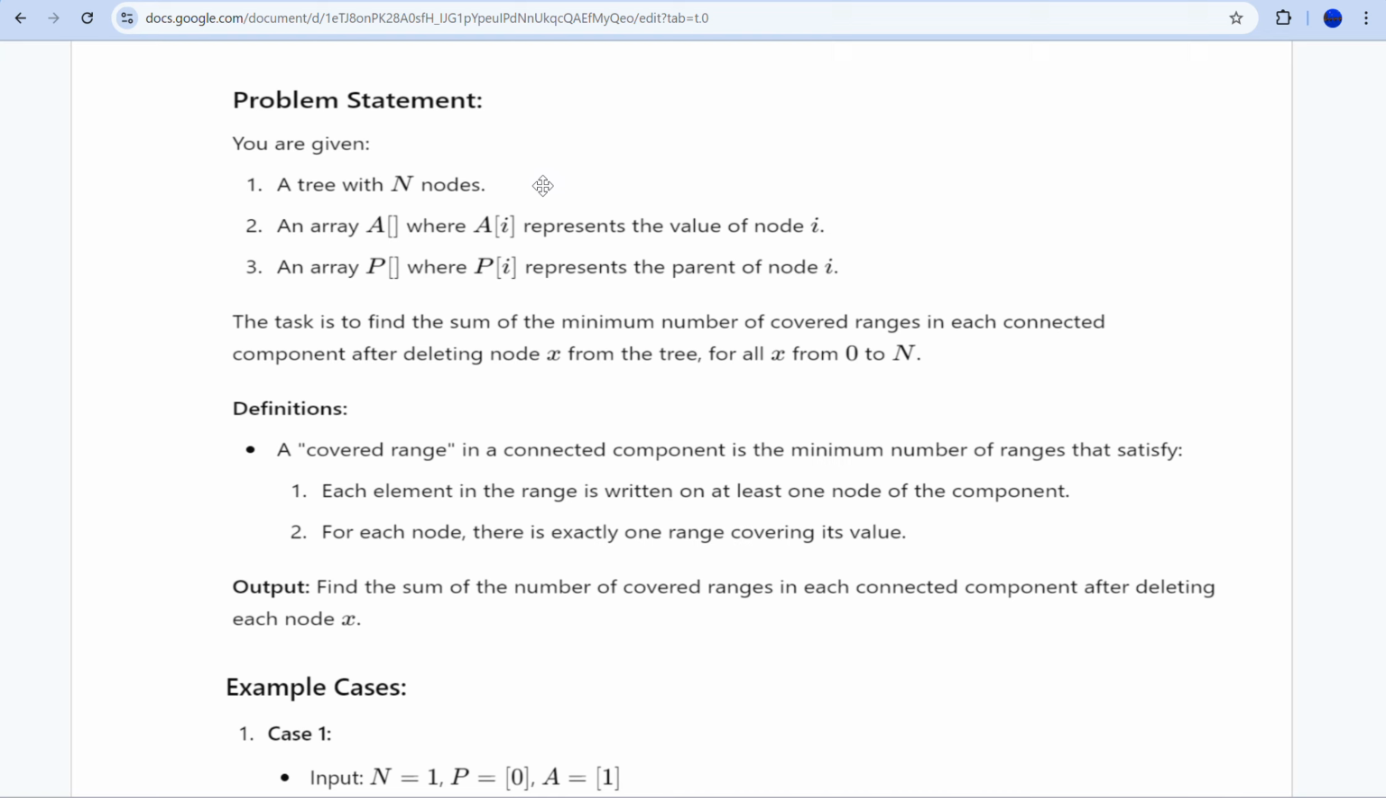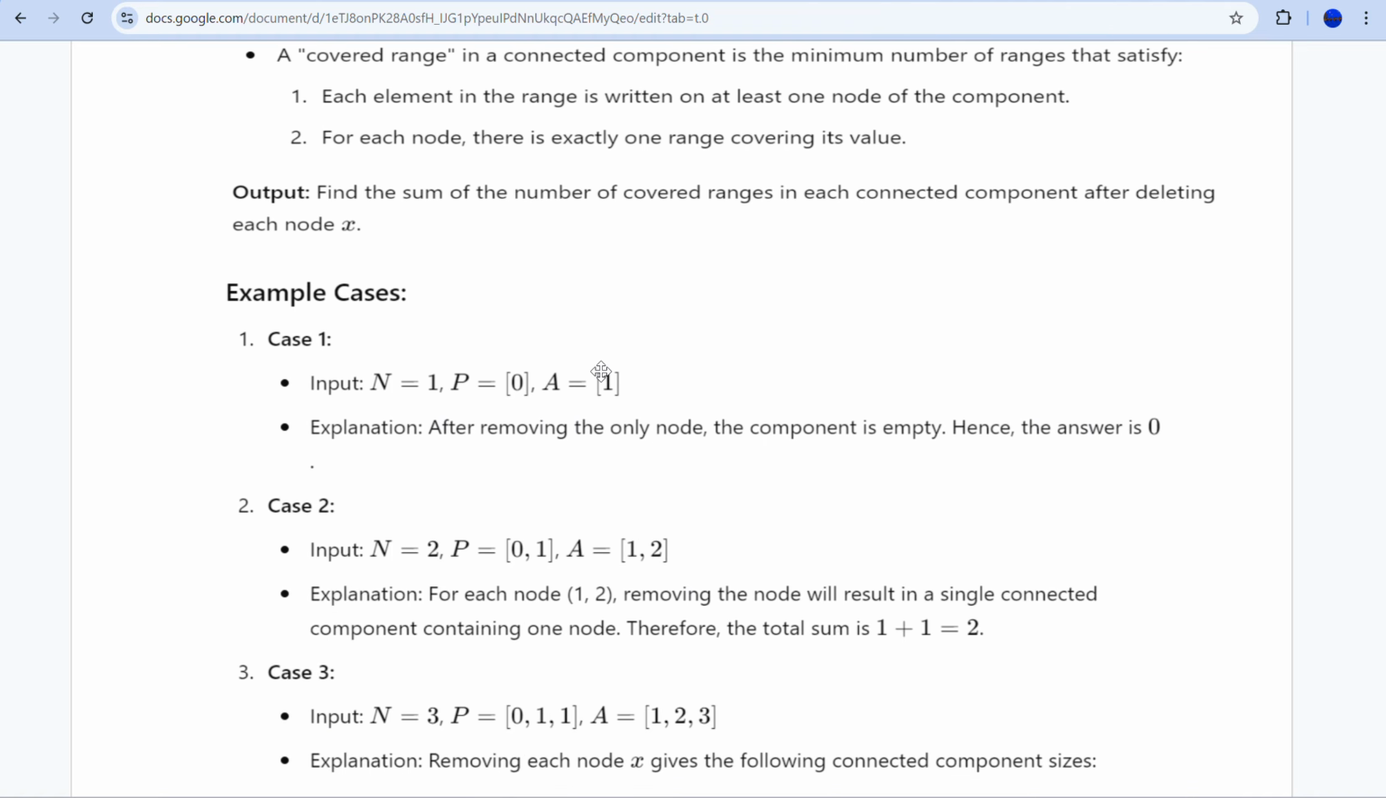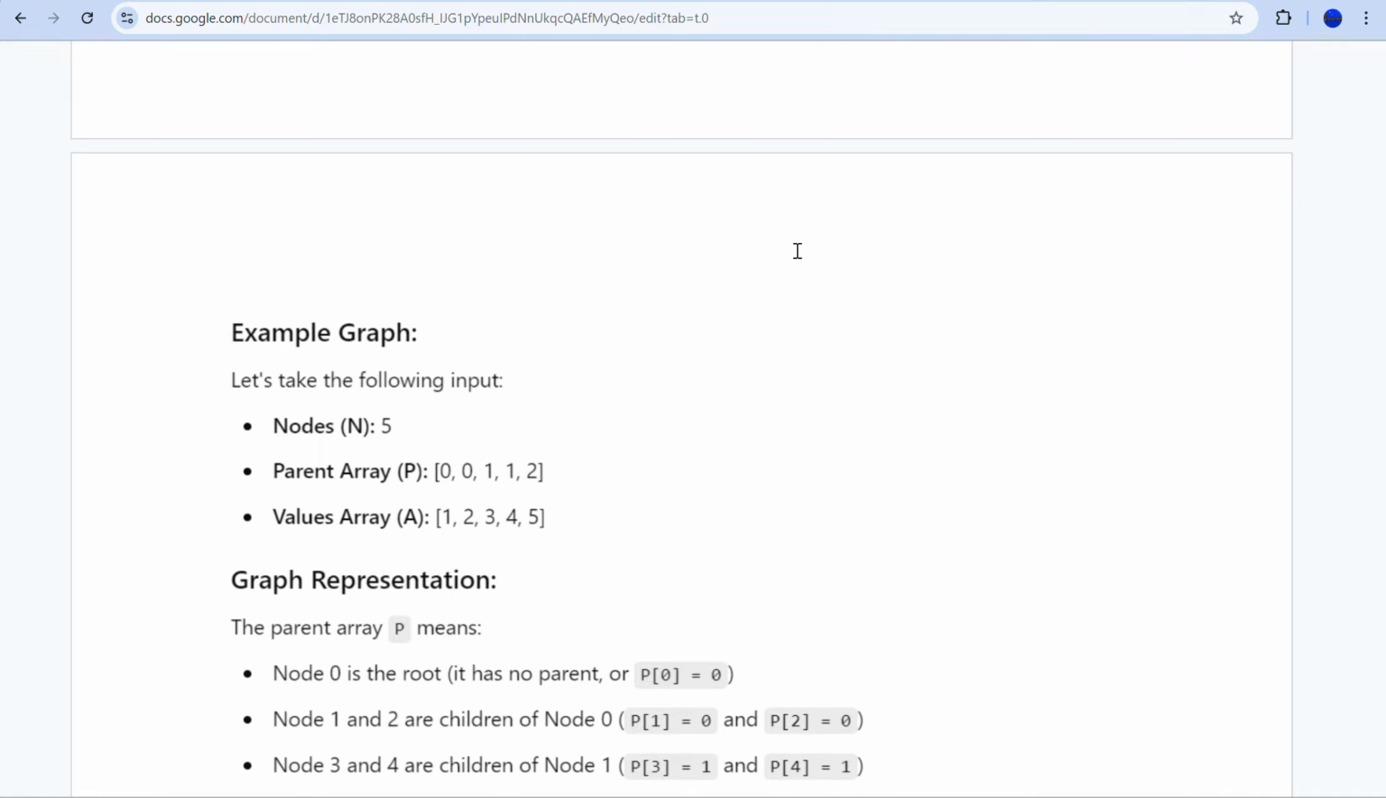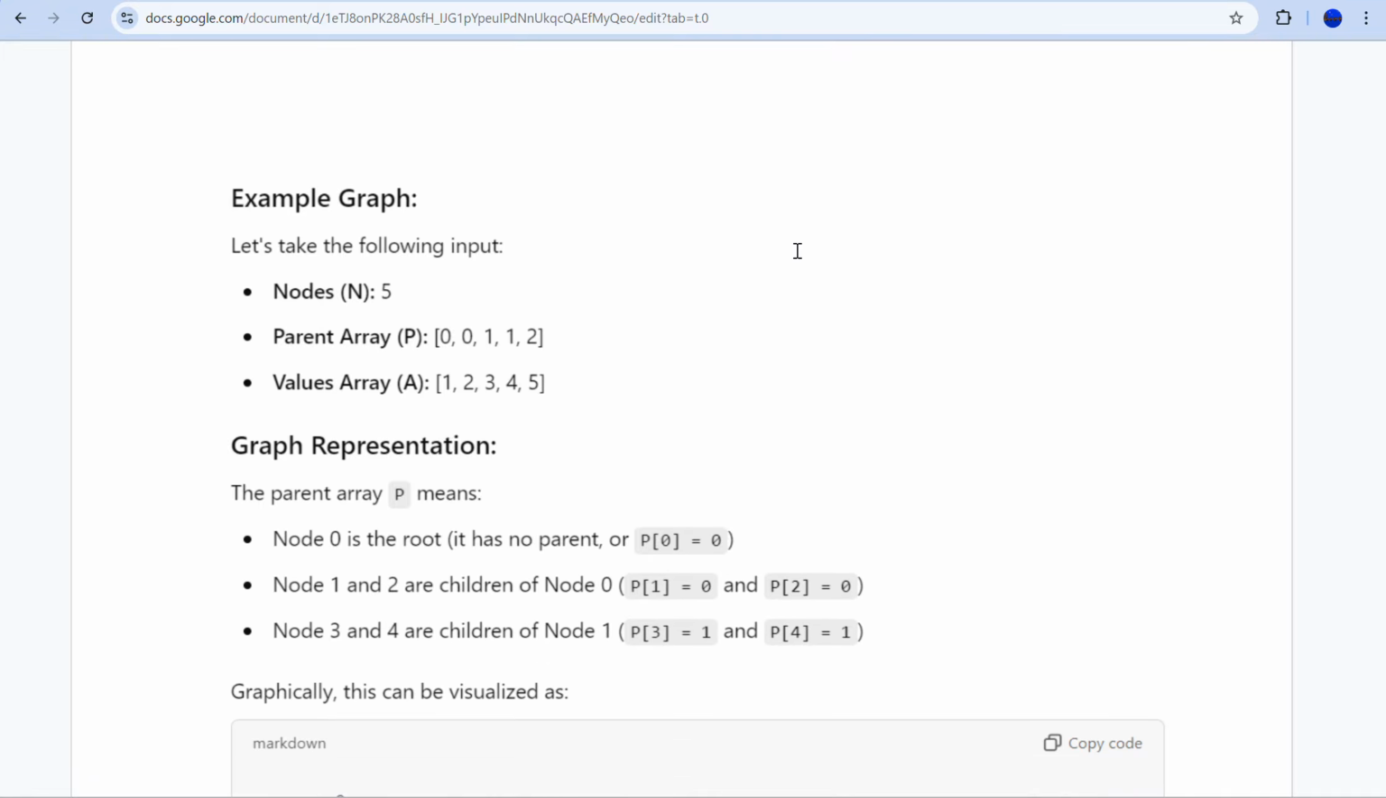You are given a tree with n nodes, an array A which represents the values of nodes, and an array P which represents the parent of the given nodes. The task is to find the sum of the number of covered ranges in each connected component after deleting a node x from the tree, for all x from 0 to n. The output is the sum of the number of covered ranges in each connected component after deleting each node. Don't worry, I will explain with the help of an example so that you can get a clear idea.